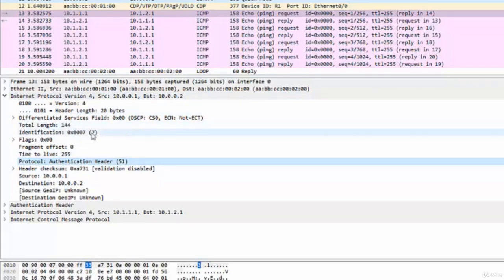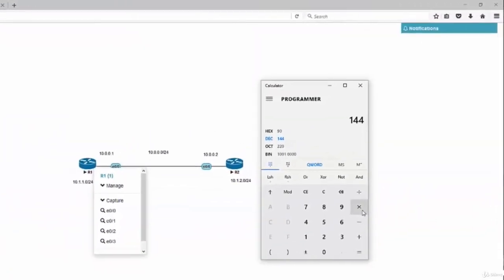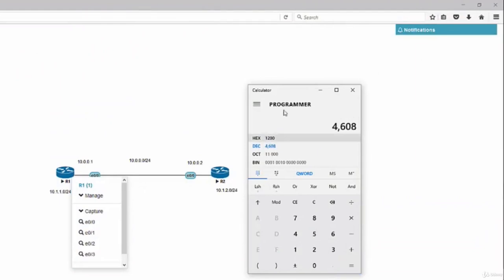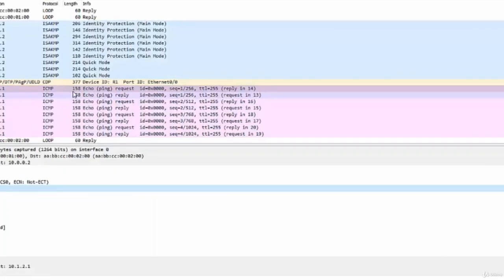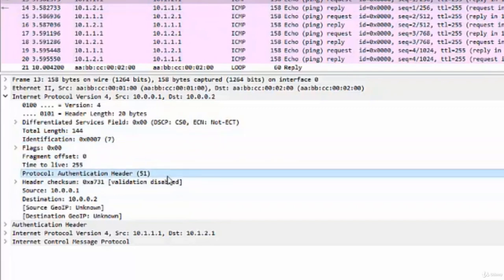And then if you look here, the total length is 144. So it's 144 times 32 bits, this is 4608 divided by 8. That gives you 576 bytes. That's the minimum length of an IP packet. So, that's the total length of the packet including everything below it.